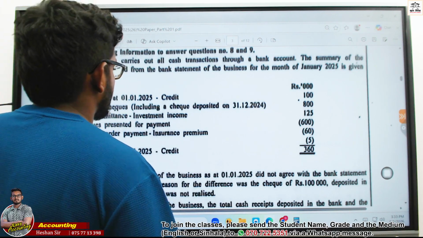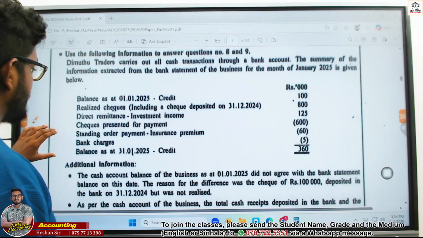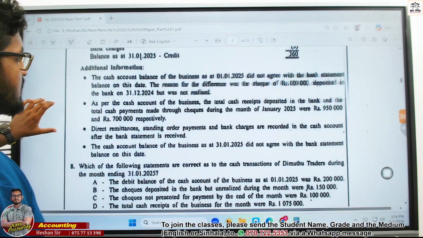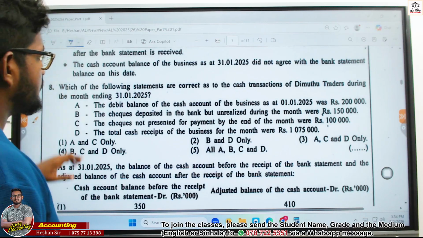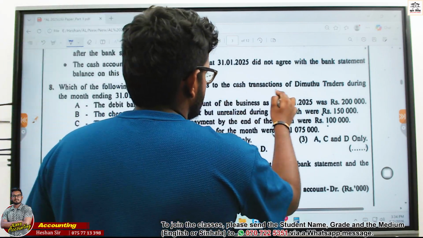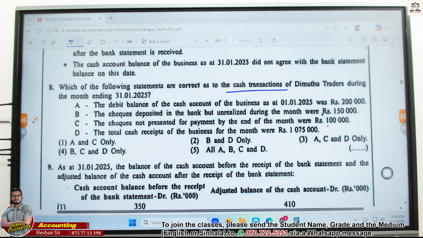Direct remittances, investment income 125. Then checks presented for payments දීලා තියෙනවා. Right. So standing order payments, insurance premium, bank charges ඔහොම දීලා තියෙනවා. දැන් මොකක්ද වෙලා තියෙන්නේ? ඒගොල්ලෝ අහන්නේ මේ correct ඒවා. Right? Which of the following statements are related to cash transactions? Okay, first one, let's see. Right? Let's see the first one. Right? Okay.